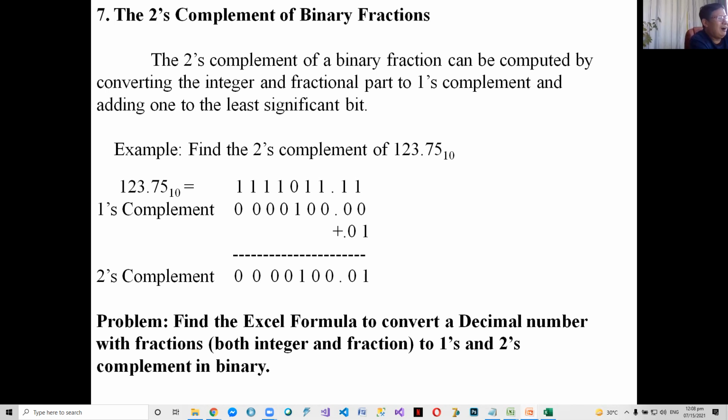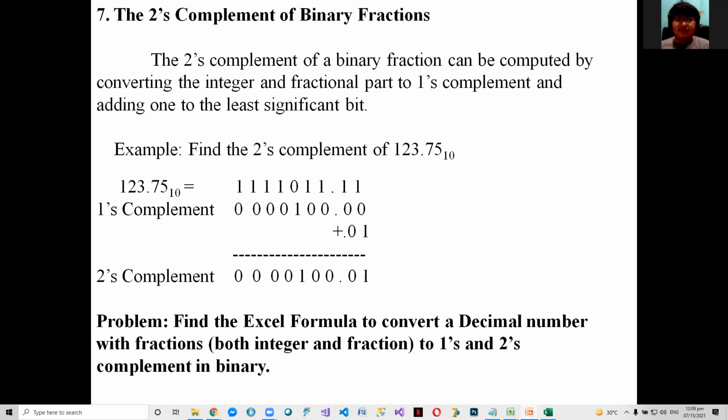Pareho lang. Do you follow? To find the 2's complement of a binary fraction, we convert the integer and the fractional part to 1's complement, and then add 1 to the least significant bit. What is the least significant bit? The bit with a 1. Do you follow?